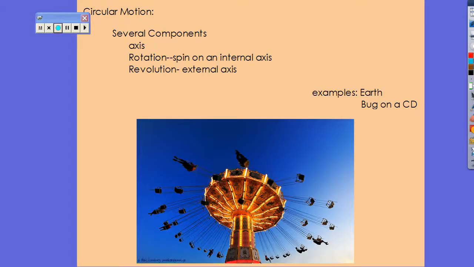Today we're going to be looking at Chapter 9, Circular Motion. Circular motion is comprised of several components. We have the axis, as demonstrated by the pole here in the ride.